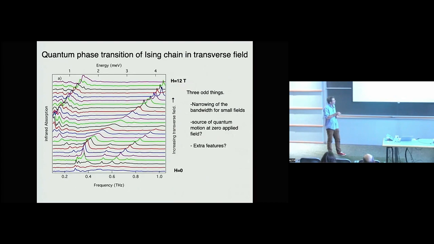Another source of confusion, at least to me, was the source of the quantum motion at zero applied field. So in the normal transverse field Ising model, if I have no transverse field, it's just a completely classical model. If I flip a spin, the spins just kind of sit there, right? There's no source of quantum mechanical motion at all.